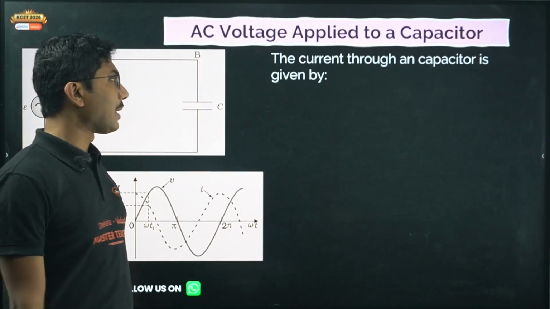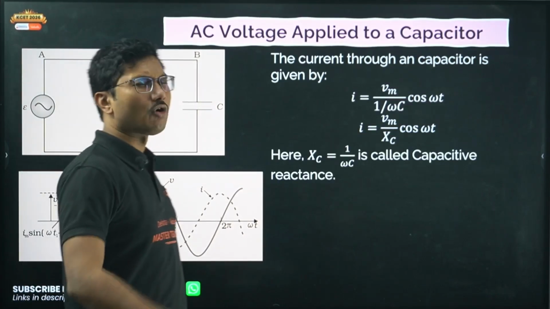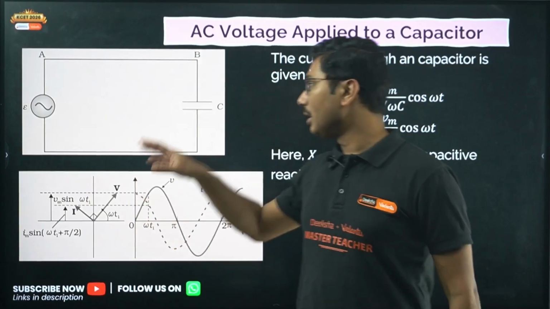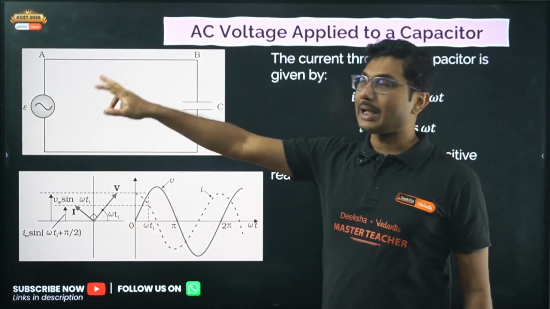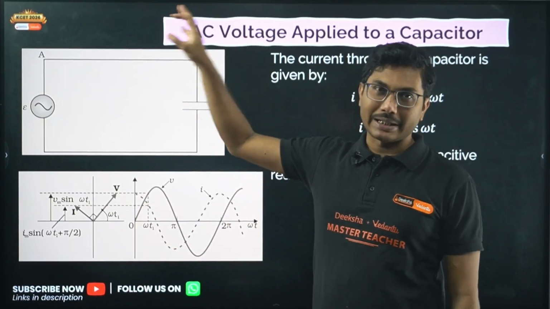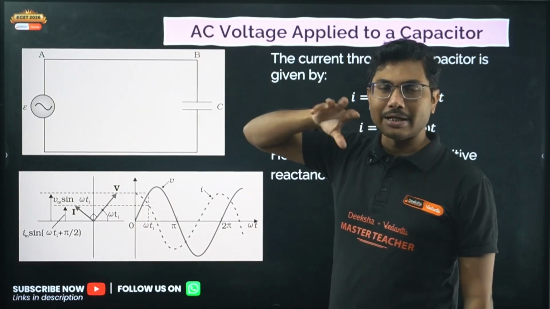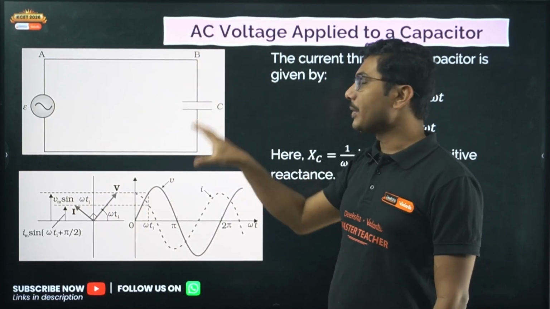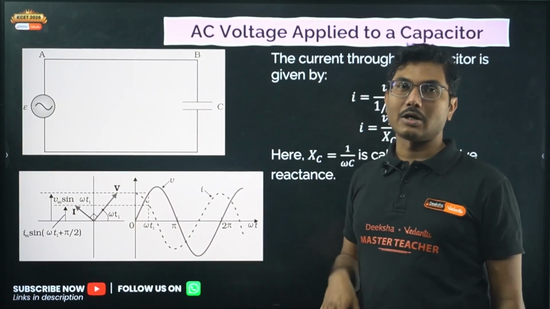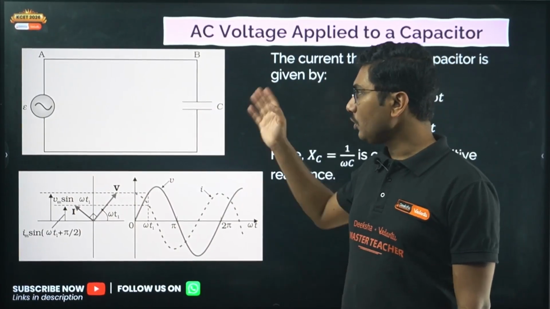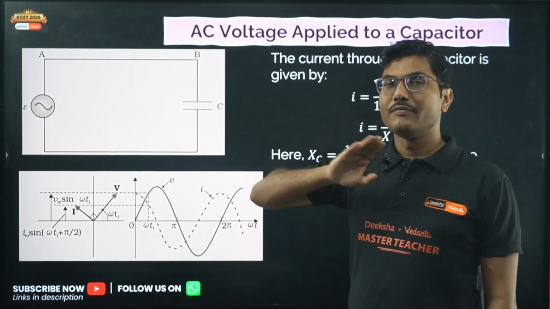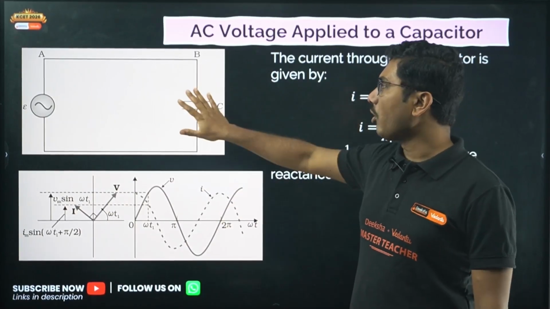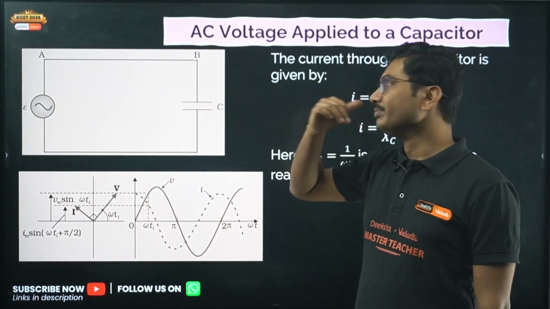Now AC voltage applied to capacitor. In case of capacitor, it is almost same as inductor. So if you apply a DC current to a capacitor, what will happen? The capacitor will be charged to the maximum voltage. Until then, current will flow, and as soon as the capacitor is fully charged, the capacitor will no longer conduct any electricity. So capacitor basically acts as a filter for DC. It blocks DC, it only allows AC.